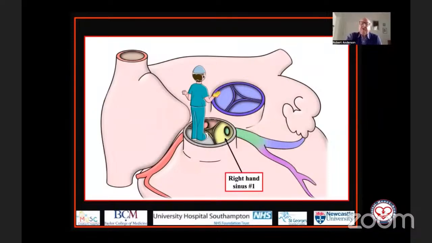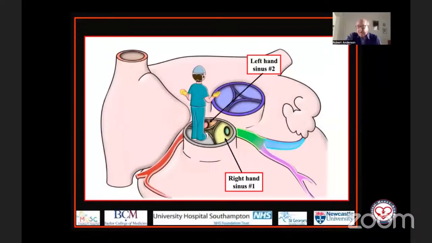But in the majority of cases of transposition, that right-handed sinus, sinus number 1, gives rise to the main stem of the left coronary artery. And that then divides, in most cases, but as we'll see not in all, into the circumflex and the anterior interventricular arteries. So the other sinus is now to the left hand of the surgeon. We still call that sinus number 2. And in the majority, but not all cases of transposition, it gives rise to the right coronary artery.